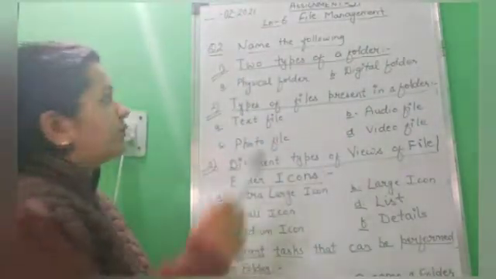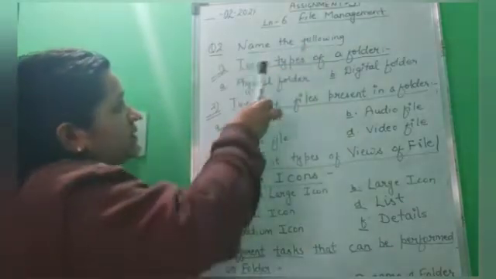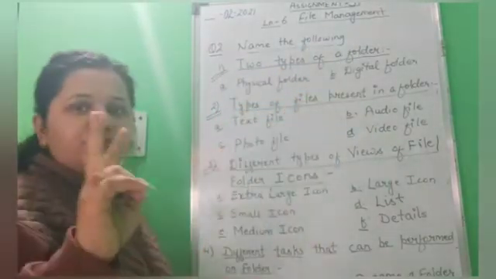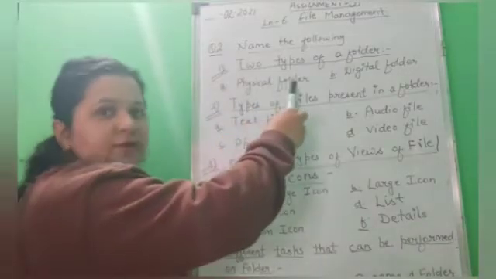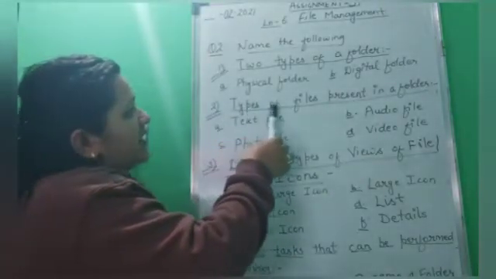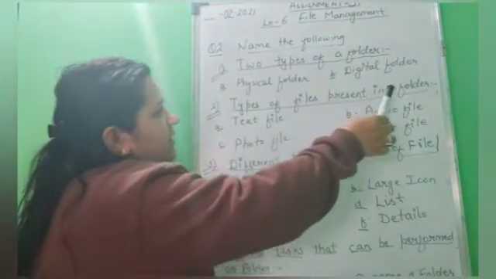Question number 2. Name the following. First is two types of a folder. Two types of folders are physical folder and digital folder. Okay. Next is point 2. Types of files present in a folder.